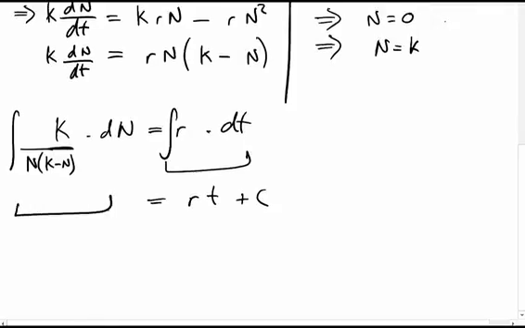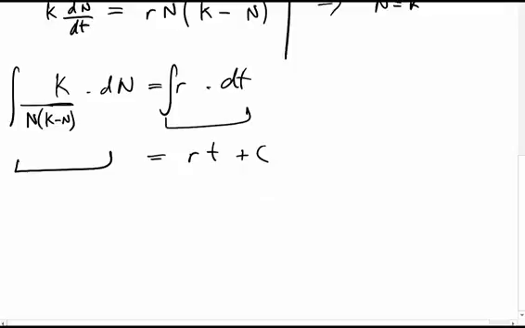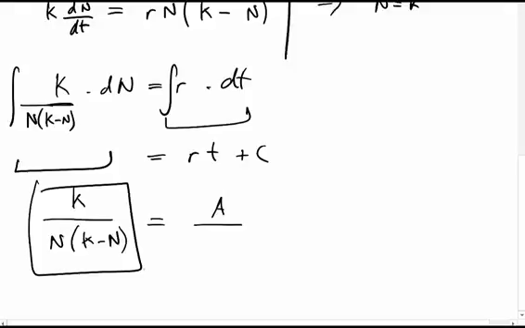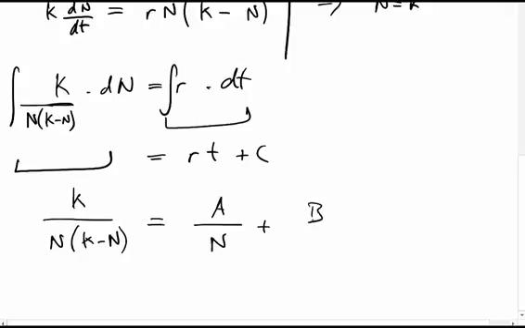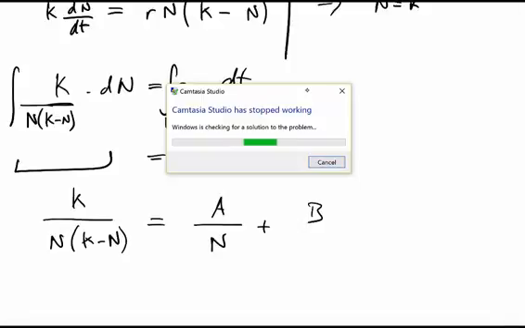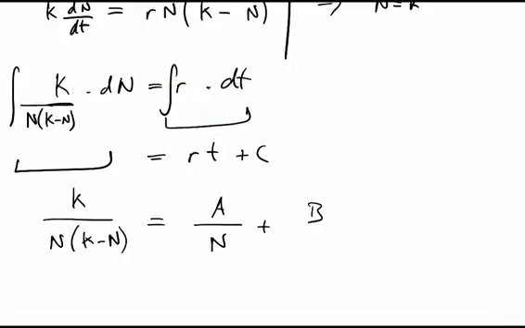This left-hand side is going to be slightly trickier, because I'm going to have to use partial fractions, because I've got k over n times (k minus n). I've got something on the top, and two things multiplied by each other on the bottom. I want to split those two things up, and the way I'm going to do that is by partial fractions. So I can write this k over n times (k minus n) as a over n plus b over (k minus n).